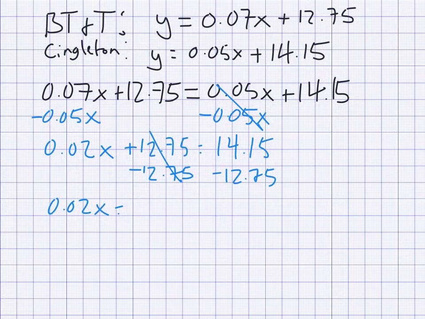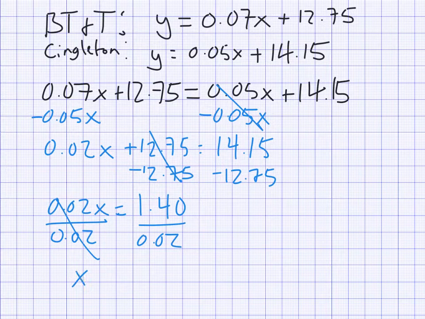0.02x equals, and if you subtract these, you can just throw them in the calculator or do the actual arithmetic. We'll get $1.40. And lastly, to get x by itself, we're going to divide both sides by 0.02. And we get x equals 70. 70 what? Well, remember we defined x as the number of minutes. So this means 70 minutes.